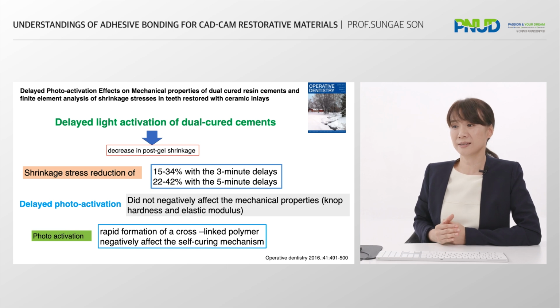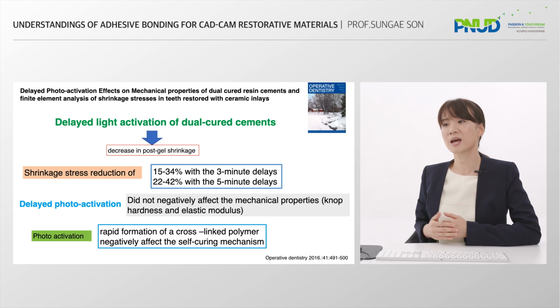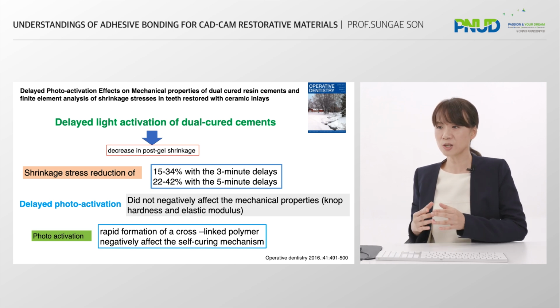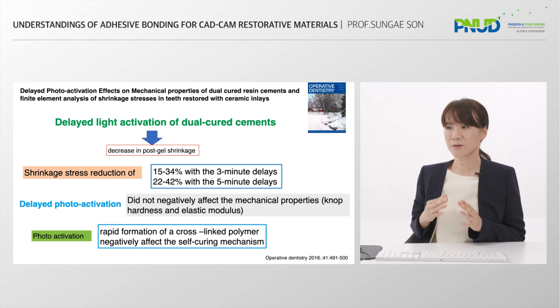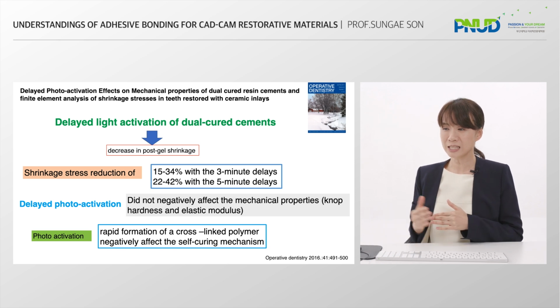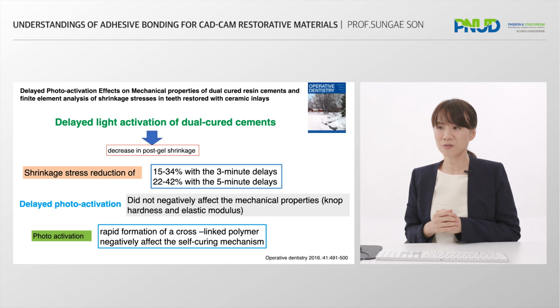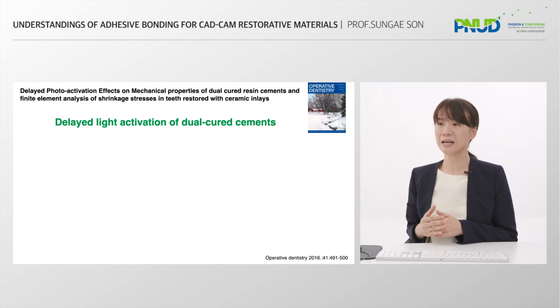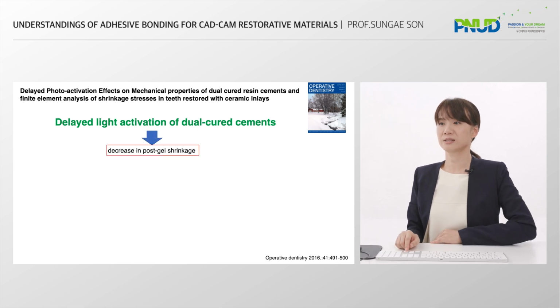It has been suggested that photo activation immediately after resin cement mixing may negatively affect the self-curing mechanism because a rapid formation of a cross-linked polymer, on light exposure, leads to entrapment of the activators and initiators needed for a self-cure reaction.